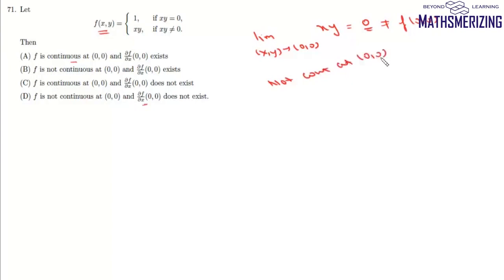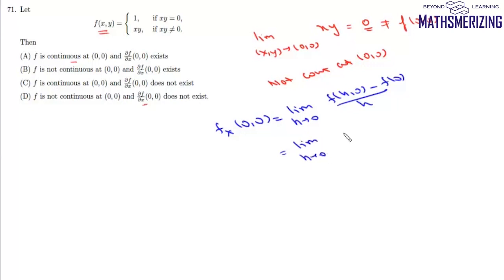Now we'll find f_x at (0, 0), which will be this limit, h tends to 0, [f(h, 0) minus f(0, 0)] upon h. So it will be simply this limit, h tends to 0, f(h, 0) will be 0 minus f(0, 0) is 1, upon h, and this value tends to minus infinity. So that means this function is not continuous and the partial derivative does not exist. That's your option number D.